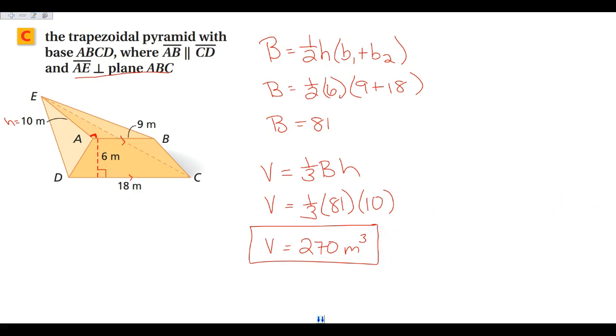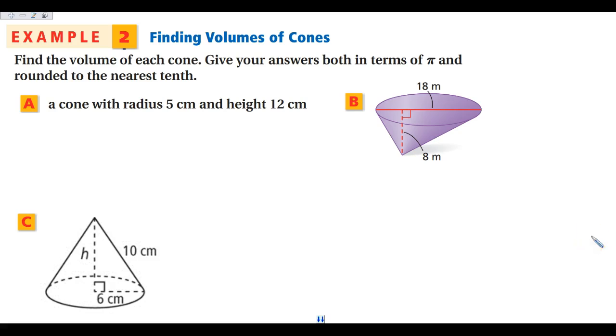Okay. Let's move on here to example 2. Now let's take a look at cones. So my volume formula for my cone, again, is 1/3 area of the base times height, and that area of the base is pi r squared.